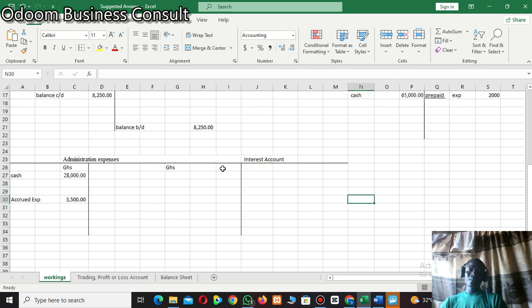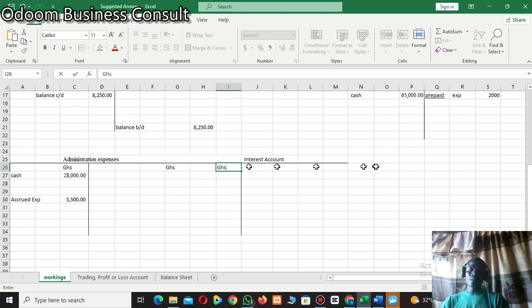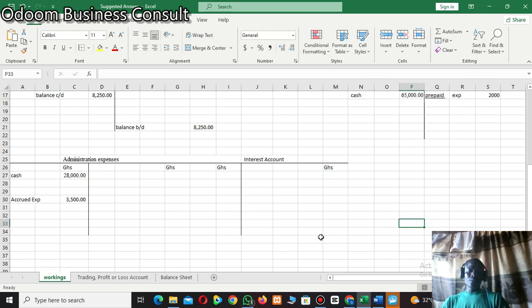So I'll present my Ghana cedis here. It's due and unpaid, and interest is an expense that will be taken to the profit and loss account, right? So here it's a liability. A liability has a credit balance. So here at the end of the year we take it to profit or loss.